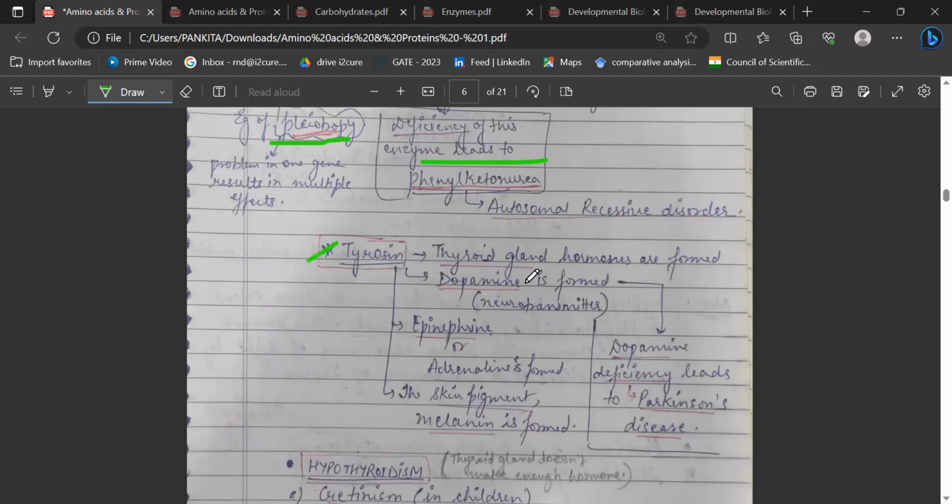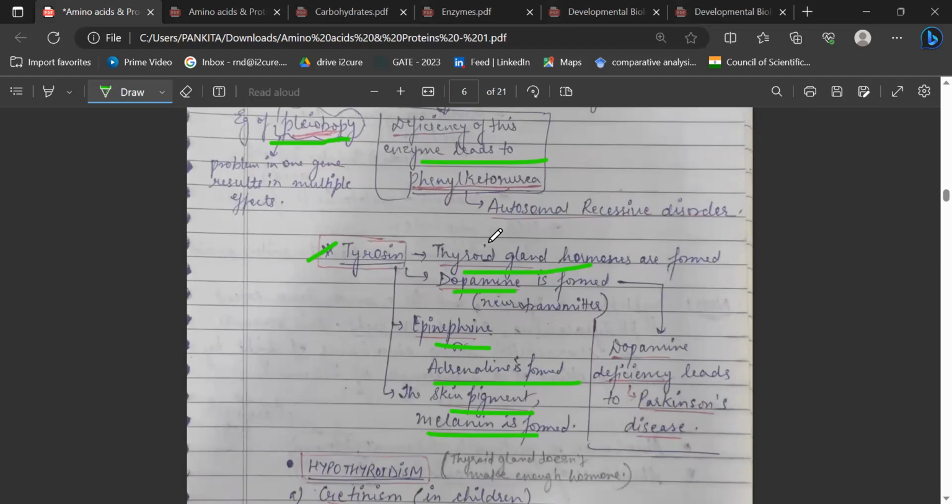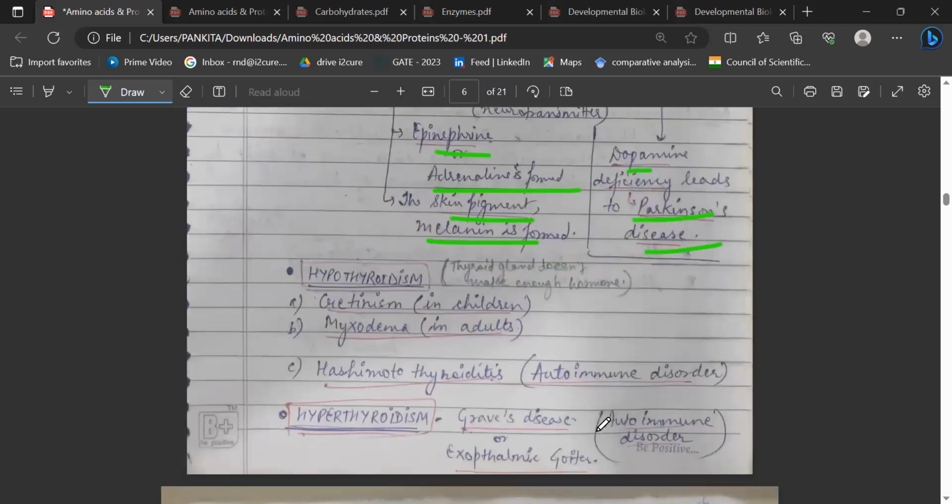So tyrosine is involved in thyroid gland hormone production and dopamine production, which is basically a neurotransmitter. Epinephrine and adrenaline are formed from tyrosine, and the skin pigment melanin is also formed from tyrosine. So in case tyrosine is not formed due to the deficiency of phenylalanine hydroxylase, thyroid gland function will be disrupted, dopamine will not be produced, and dopamine deficiency leads to a disease called Parkinson's disease. Again, epinephrine will not be formed, and the melanin, which is the skin pigment, will also not be formed in a proper way.